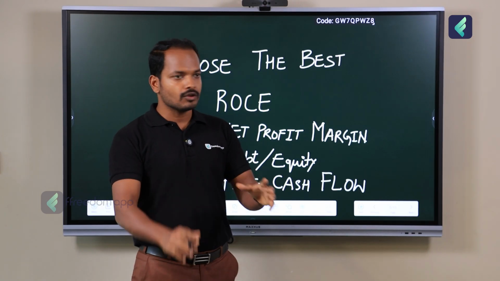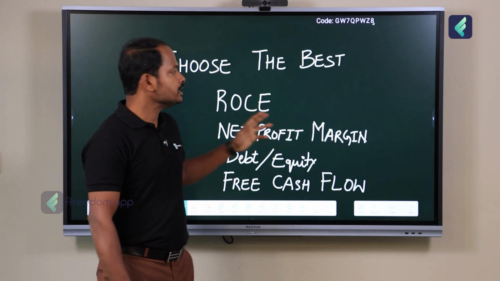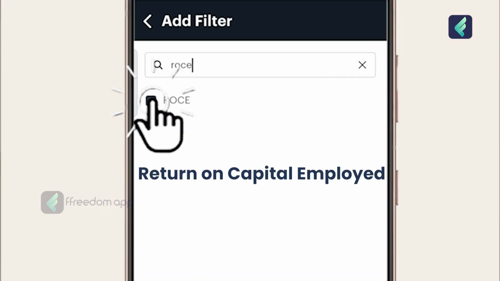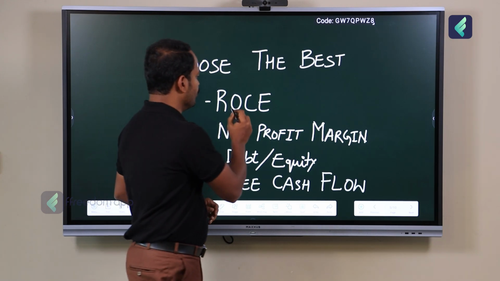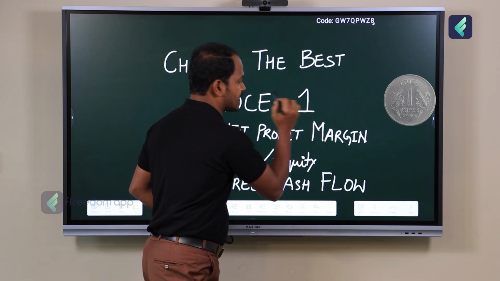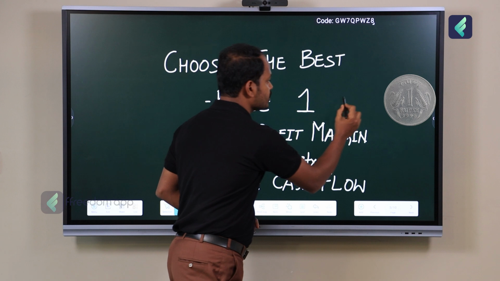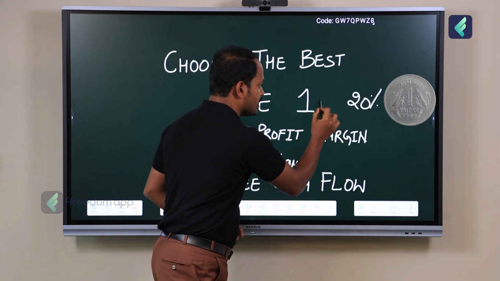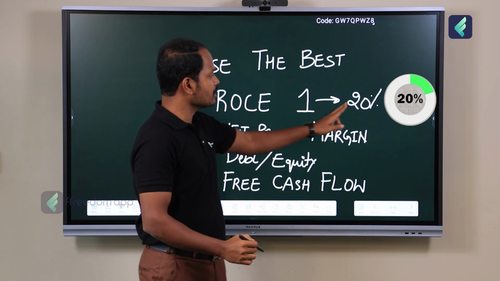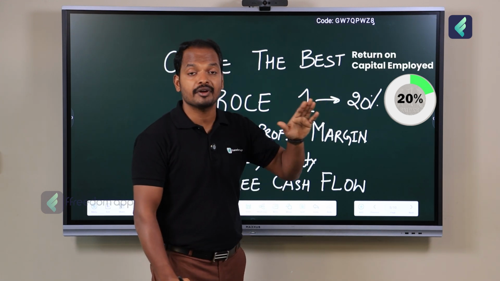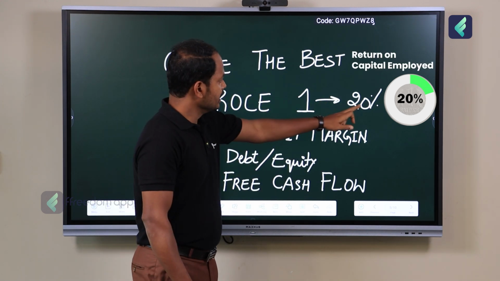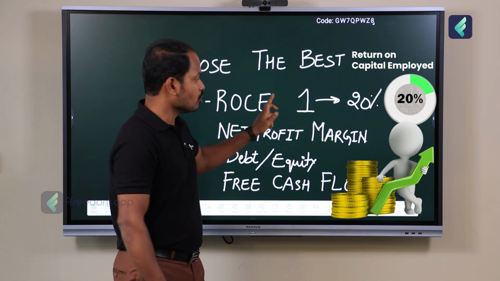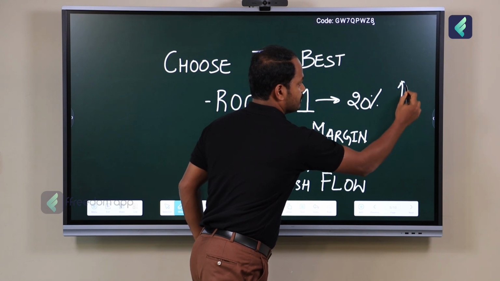So what is the importance of filters that we applied? It is to choose the best. ROCE, return on capital employed. To put it in simple words, when a company spends 1 rupee of its capital and the ROCE is 20%, it means for every 1 rupee invested, the company is gaining 20% return on capital employed. So it is gaining 20 paisa per every rupee. It denotes the profitability. So ROCE should always be high.